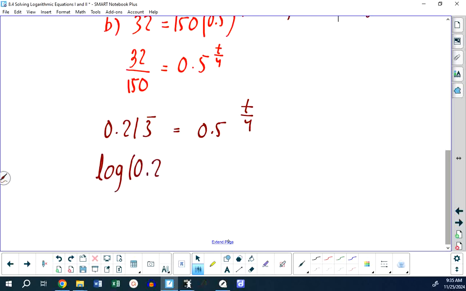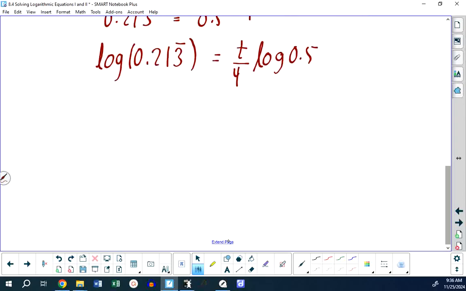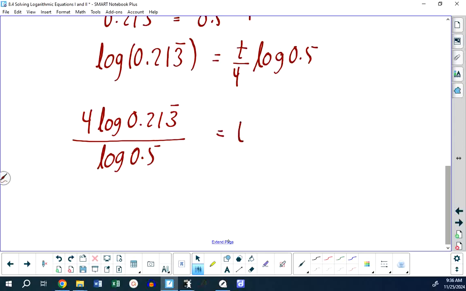Sometimes we don't need to show every single step, particularly in the lesson. Right, I take the log of the right-hand side, but that exponent of t over 4 gets put down in front. That's the whole motivation for taking the log of both sides. So I've got to get rid of the 4. I also need to get rid of the log 0.5. And that's going to be my answer.